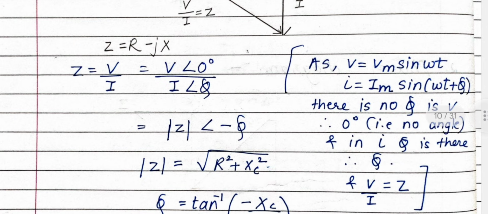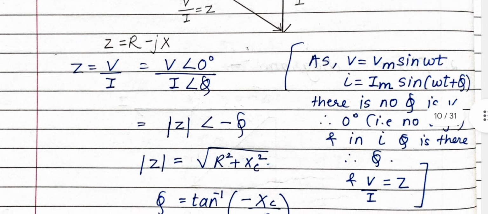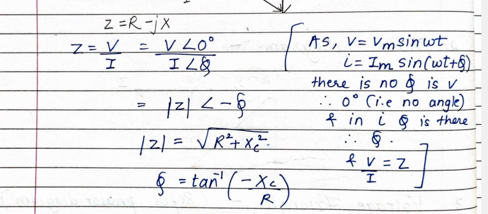See, what is Z? Z is equal to V by I. Here in this equation, V is equal to Vm sin omega t and I is equal to Im sin omega t plus phi. You can see in the equation of V there is no phi, that means there is no phase change, so you will take 0 degree over here because there is no phase change, okay.